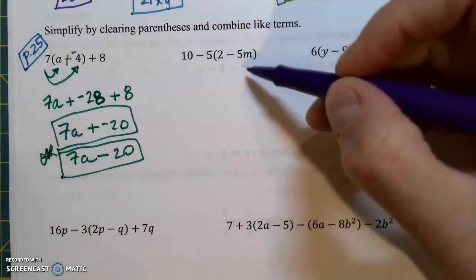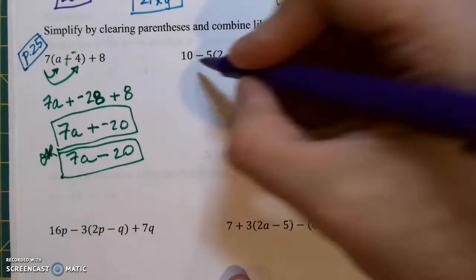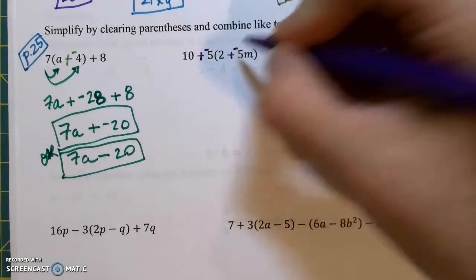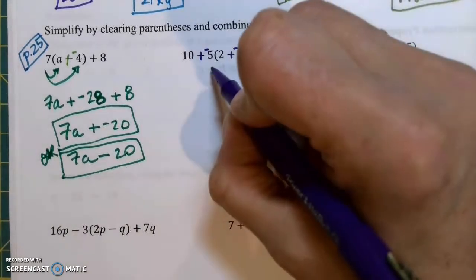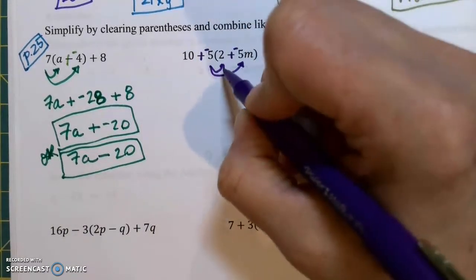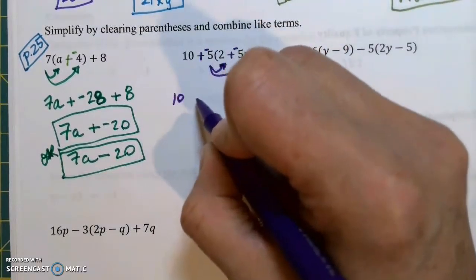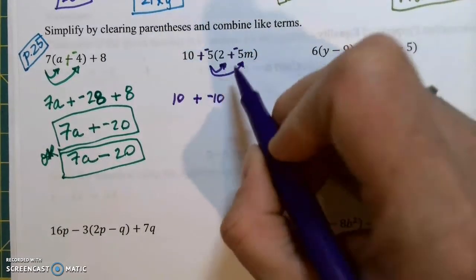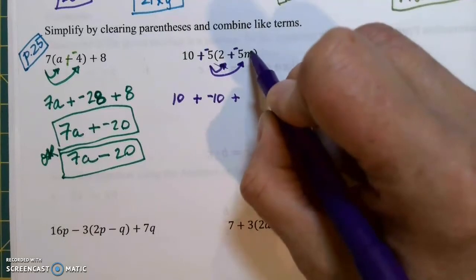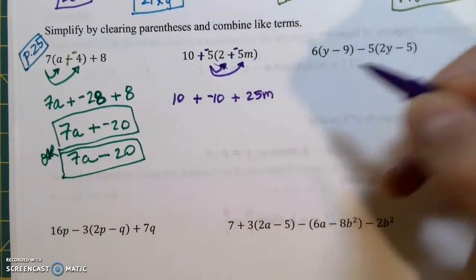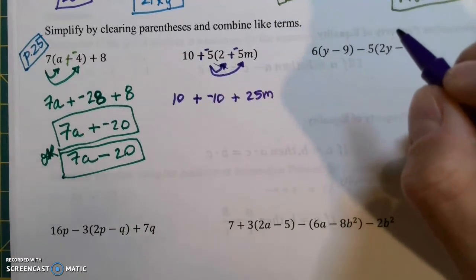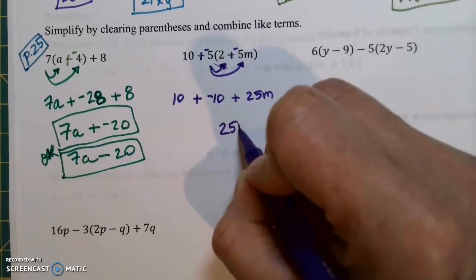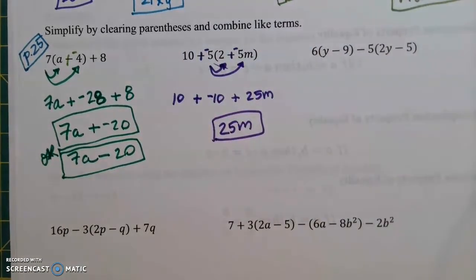And in the next one, we've got a couple negatives, subtractions here that I'm going to change into adding the opposite. So change that to adding a -5, and then change that to adding a -5m, so that I can multiply that -5 through the parentheses. So the 10 out front will stay the same. Then I'll have plus a -10 when I do -5 times 2, and plus a positive 25m when I multiply -5 by -5m. And then the 10 and -10 will add to 0, leaving us with just 25m once we've simplified that.